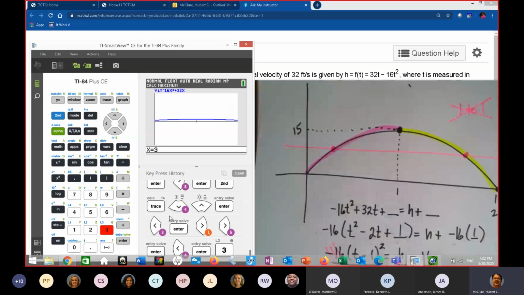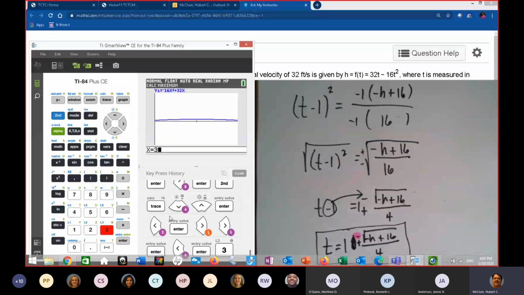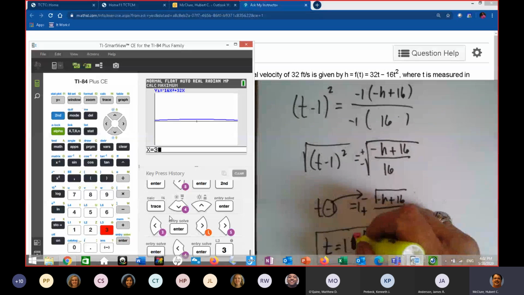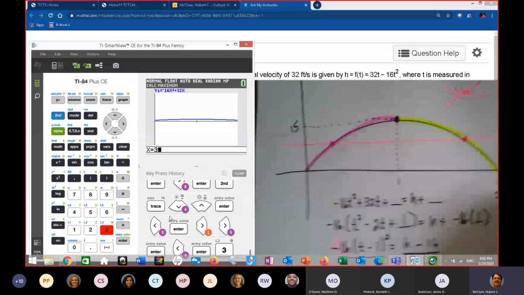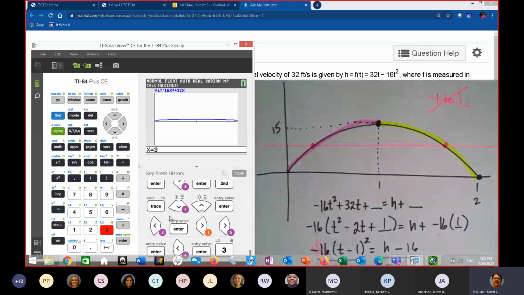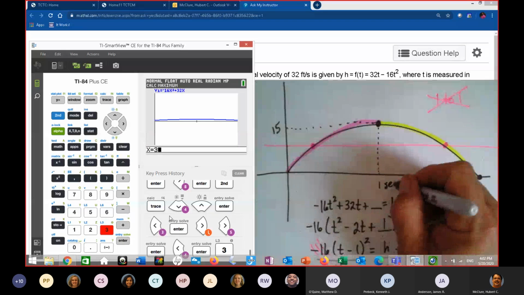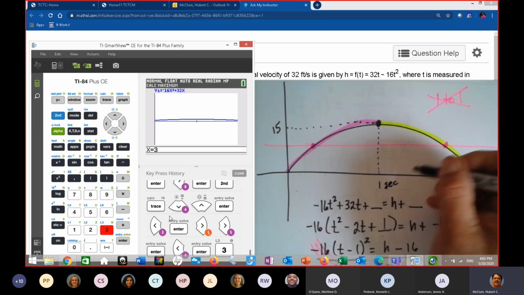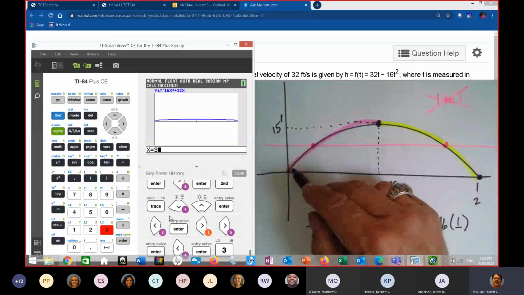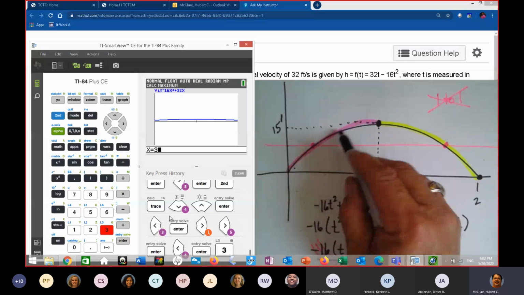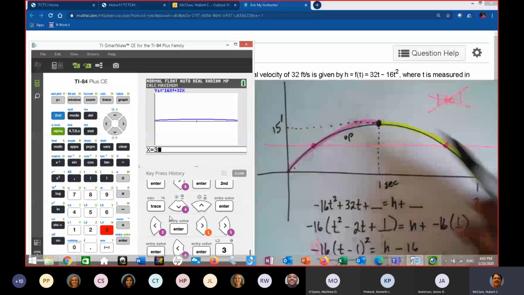They're going to ask you to find, because this is after, what is this? This is 1 second. Everybody knows that, right? At 1 second, where is the ball? 15 feet. At 2 seconds, it's at 0 feet. So on this side, the pink side, the ball is going what? Up. What's the yellow side? When it's coming down. Going down. All right. So the question's going to ask, let's go back to the question.